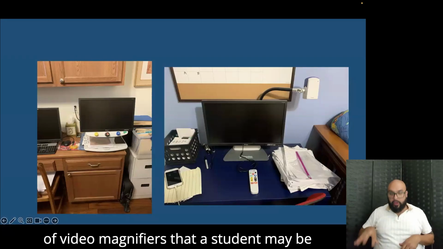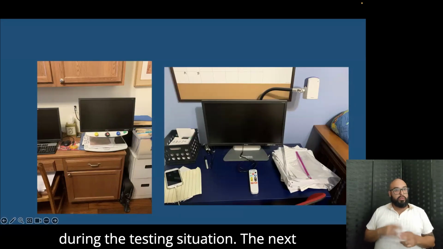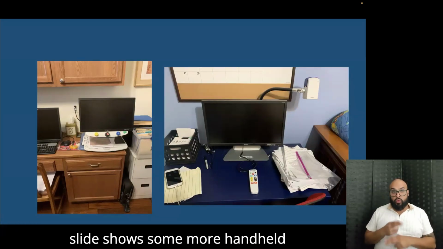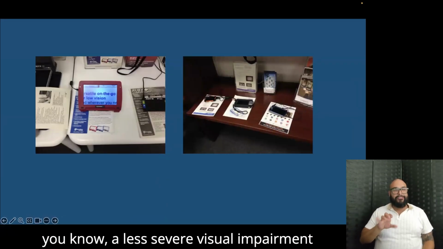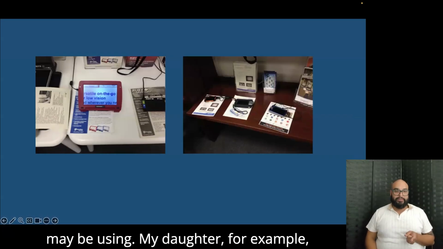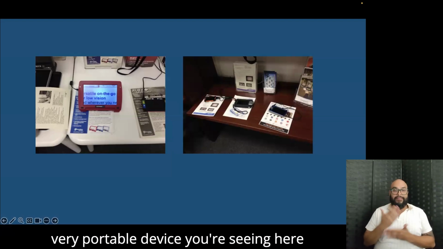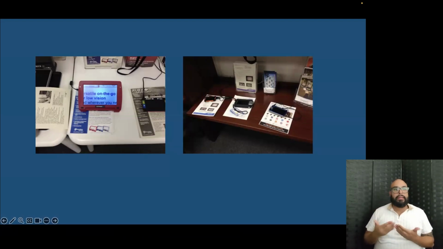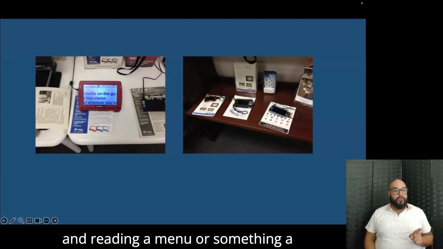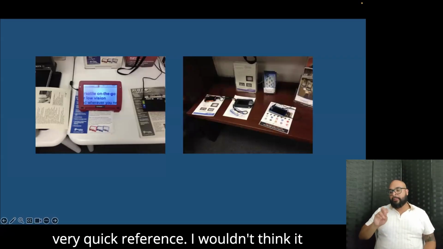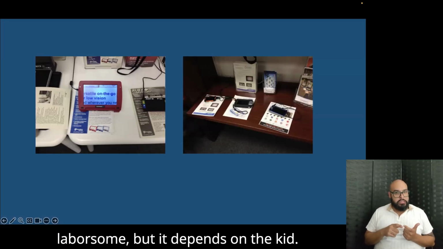So those are some examples of video magnifiers that a student may be using on a daily basis and need to use during the testing situation. The next slide shows some more handheld devices that a student potentially with a less severe visual impairment may be using. My daughter, for example, sometimes uses a handheld Ruby. That's a very portable device you're seeing here on the left, where it's good for going and reading a menu or something, a very quick reference. I wouldn't think it would generally be used for a lot of intensive reading just because it is laborsome, but it depends on the kid.